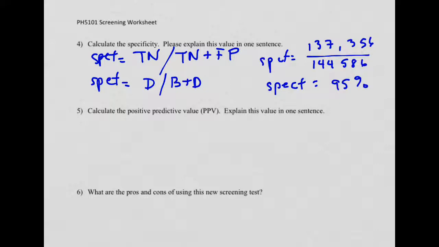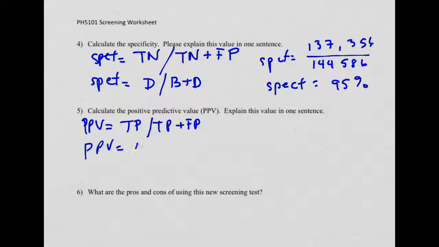And now for question 5, we're asking about the positive predictive value. So remember, I think about sensitivity and specificity as going up and down the columns. Positive and negative predictive value are going across the rows. And what positive predictive value is, is our true positives divided by our true positives plus our false positives. Basically, our denominator is everyone who screened positive for the test.